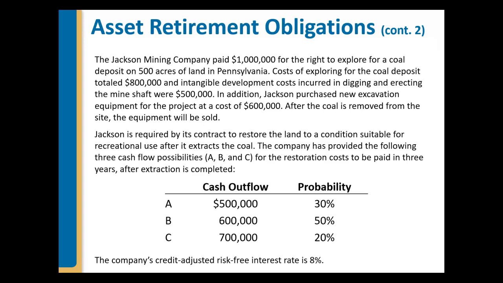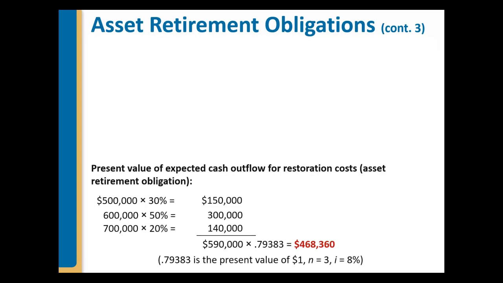So, possibility A is an outflow of $500,000 with a 30% probability. B, $600,000 with a 50% probability. And then C, $700,000 with a 20% probability.